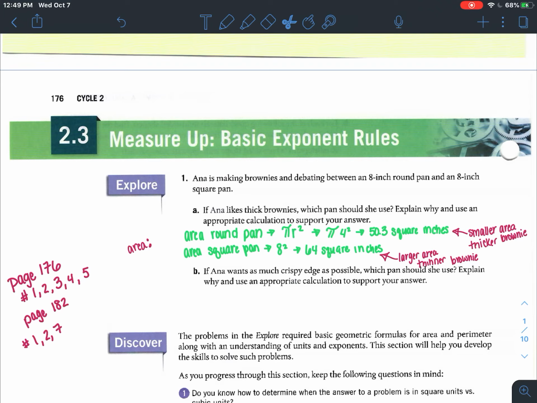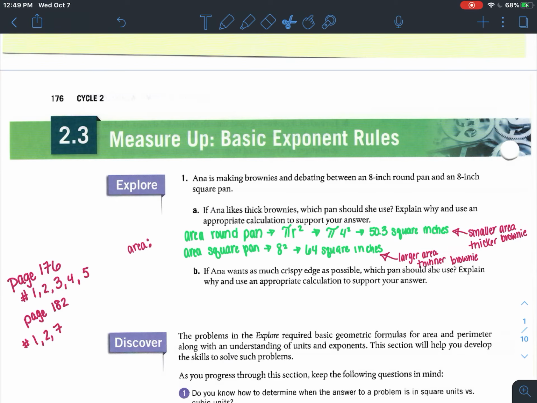Now, if Anna decides that she wants as much crispy edge as possible, which pan should she use? Explain why and use appropriate calculations to support your answer. So for this one, crispy edges, hopefully you've guessed, is going to be the perimeter. So we'll calculate the perimeter of the round pan and the perimeter of the square pan.